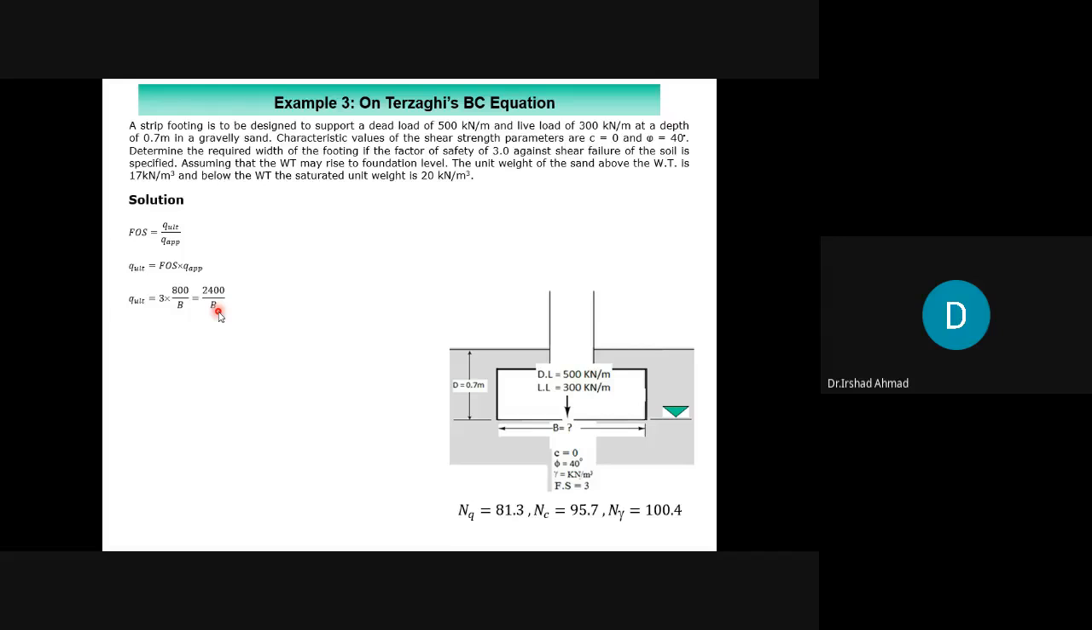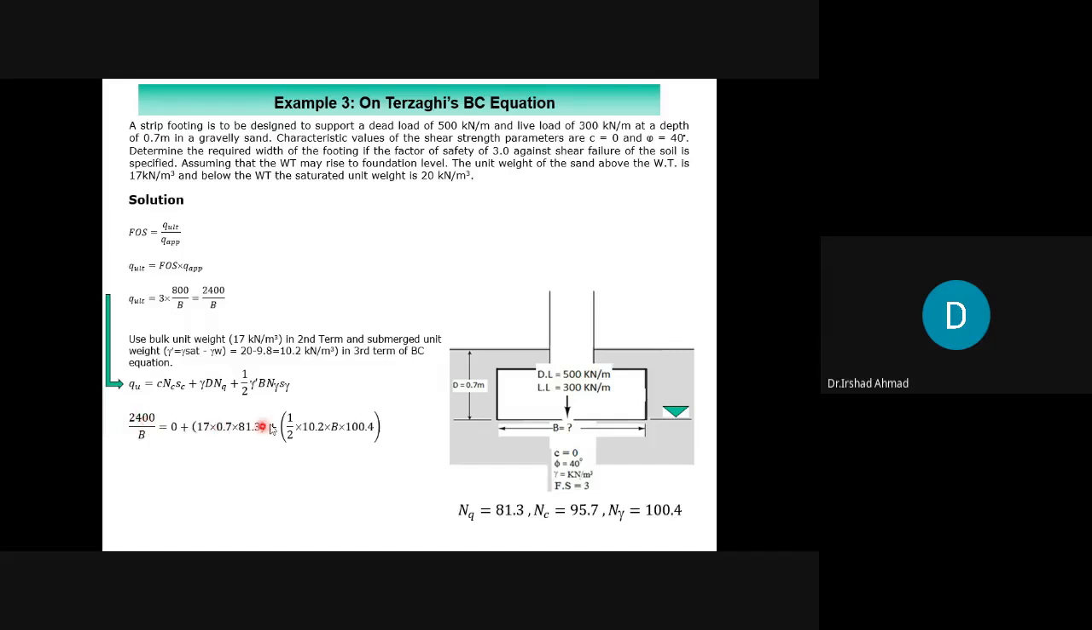But we have another equation for Q ultimate, which is from Terzaghi bearing capacity equation. This is Terzaghi bearing capacity equation. This will also give you Q ultimate. Or you can put, instead of QU, you can put 2400 over B here, right? Put this value here, you will get this. This first term, second term and third term.